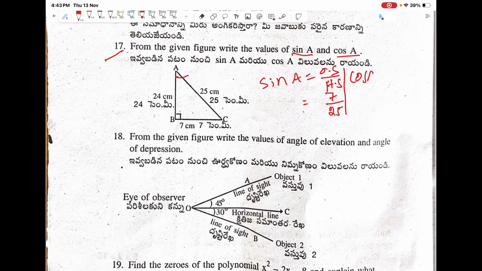Now look at cos A. Cos ratio is adjacent side by hypotenuse. From the perspective of A, adjacent side is 24 centimeter, and hypotenuse is 25 centimeter. So your answer is 24 by 25.